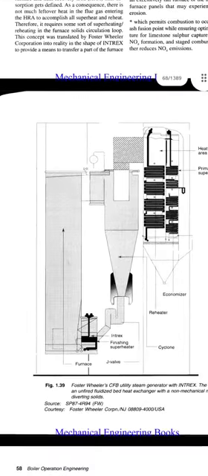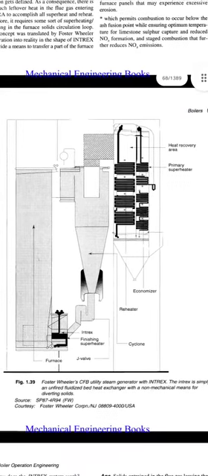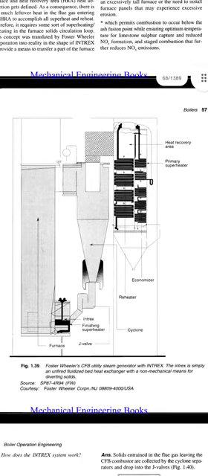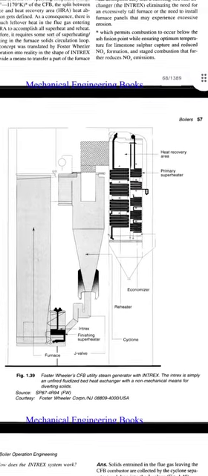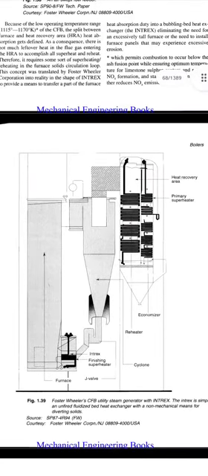In the next diagram we can see the description at the bottom: Foster Wheeler CFB utility steam generator with Intrex. The Intrex is simply an unfired fluidized bed heat exchanger with non-mechanical means for diverting solids. In this diagram we can see the Intrex is available at the bottom of the diagram, near the furnace.